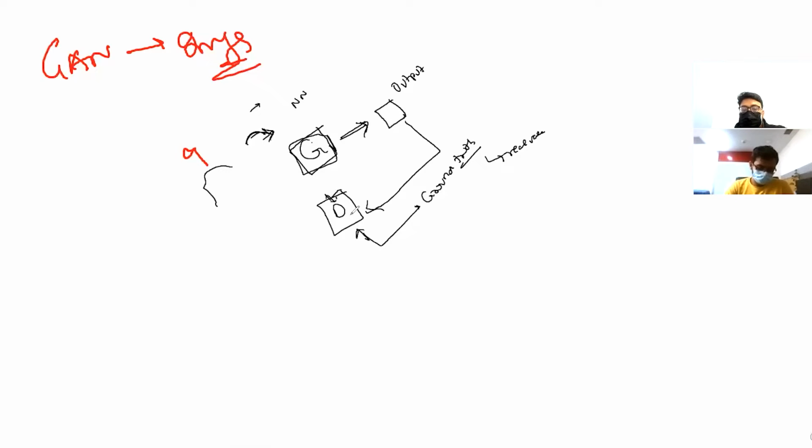The discriminator will try to distinguish between them. Let's say the discriminator will receive two values. It will receive one from the generator, the output of the generator. The second thing we input is the ground truth. So it will differentiate between these two values, between, you can say, the fake value and the real value.